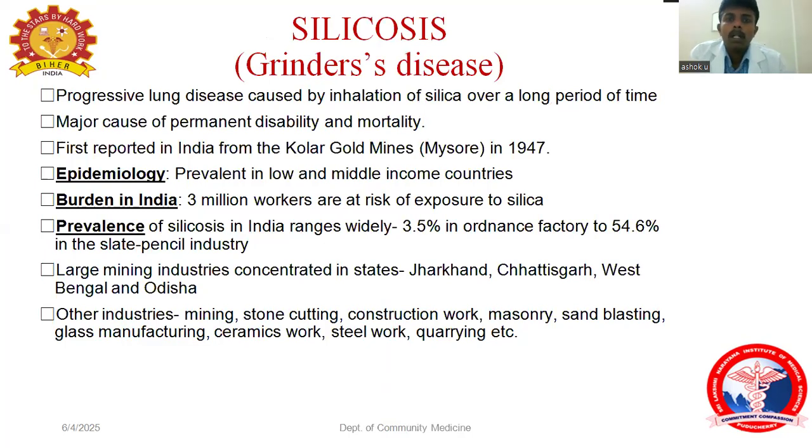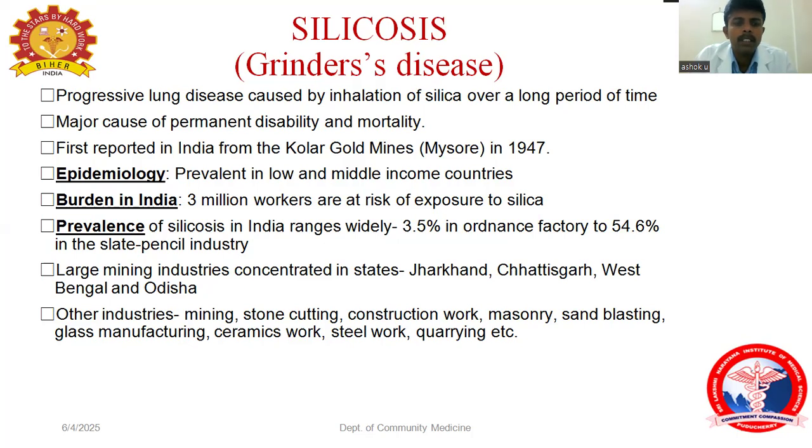Coming to another important disease called silicosis, also called grinder's disease. It is a progressive lung disease caused by inhalation of silica over a long period of time, and it is a major cause of permanent disability and mortality. It was first reported in India from the Kolar gold mines in Mysore in 1947. This condition is very prevalent in low and middle income countries like India. In India, about 3 million workers are at risk of exposure to silica, and the prevalence of silicosis ranges widely, from 3.5% in some regions to 54.6% in the pencil industry.